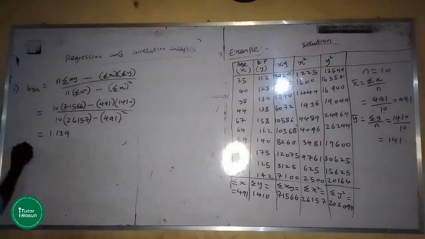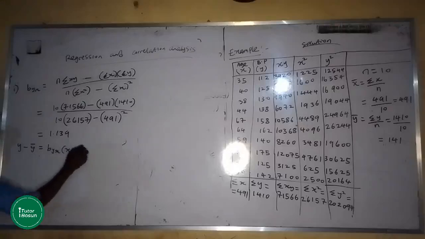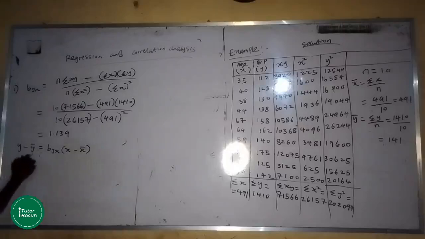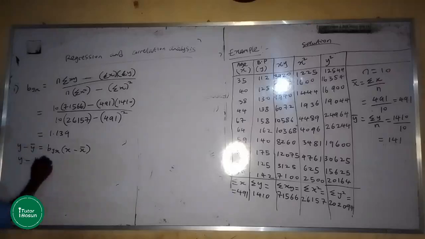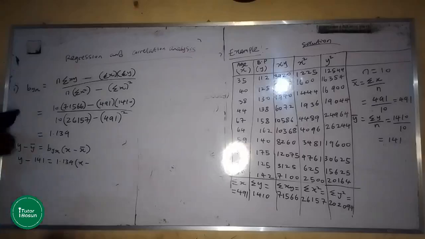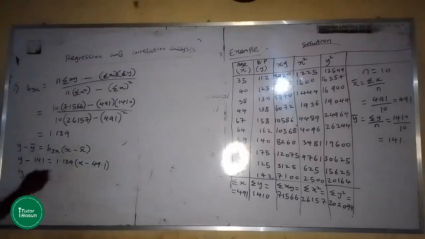So recall that y minus y bar is equal to byx, that is the relation of y and x, into x minus x bar. This is our regression model. So there we have y minus y bar. We're using y bar to be equal to 141, and we're using our byx, which is 1.139, into x minus x bar. We're using our x bar to be 49.1. So we can take this to this side.